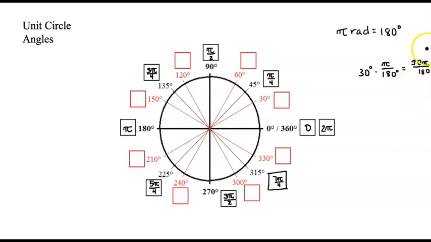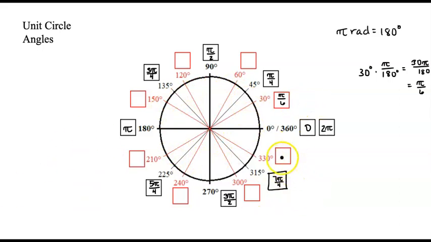Well, 180 divided by 30 is 6. And so we can call this pi over 6. So this is going to be pi over 6. If this angle measure is pi over 6, remember, when we're talking about a positive angle measure, we're going counterclockwise. When we're talking about a negative angle measure, or we're subtracting any angle measures, we're going clockwise.